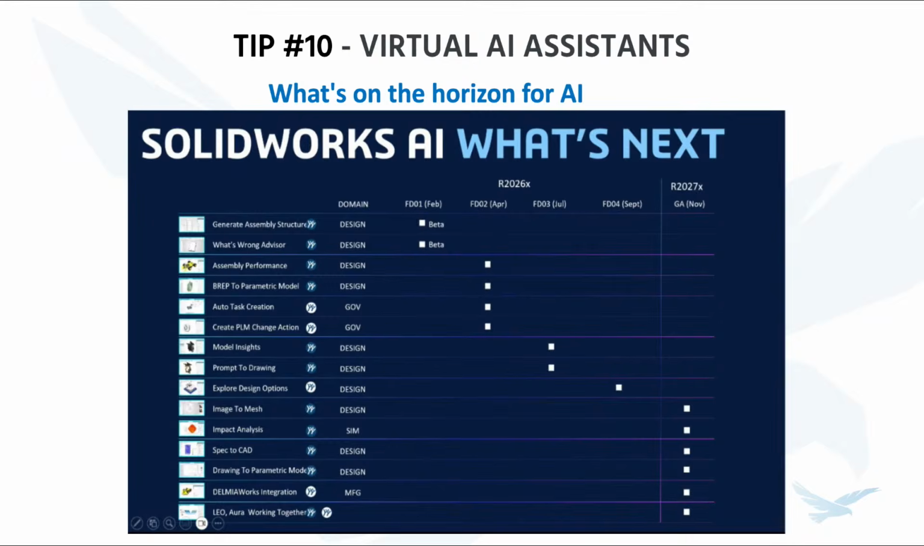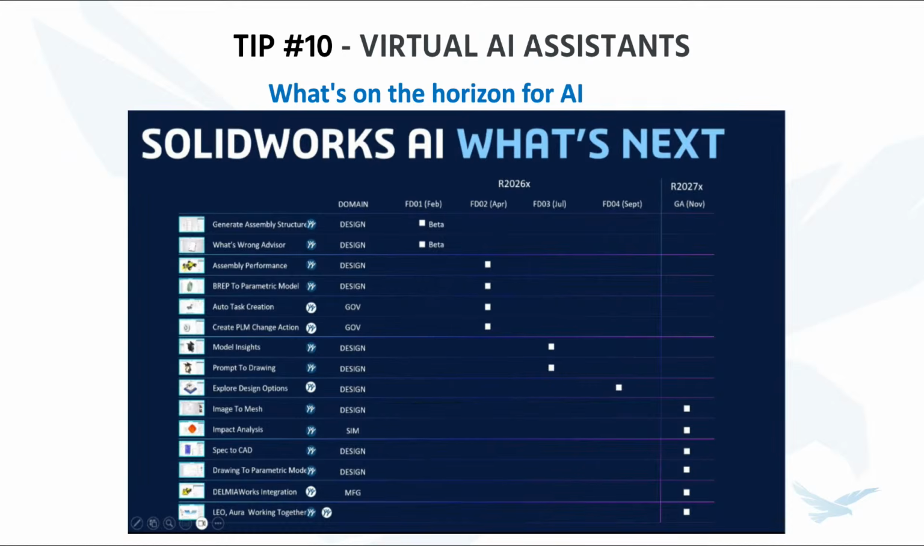Okay, last one, tip number 10. This one's a little known topic. I don't think people even know what this is, but I think it's probably the most asked about. Very much so. Everybody's like, where is my AI? So this tip is virtual AI assistants. These are the AI companions for all of the DS products, wherever it's being worked in.